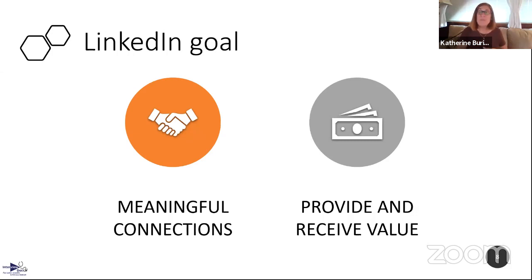LinkedIn has as its mission that there are all sorts of business people in the world, and they want business people like us to make meaningful connections and then to provide and receive value. So it's not just about accumulating connections. It's about what you do with them. It's about building relationships. So if all you ever do with LinkedIn is accumulate connections, then you're kind of missing the point. But when you think about finding new customers or getting a job, it's about sharing the value that you can give each other.